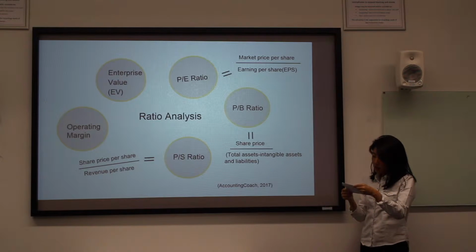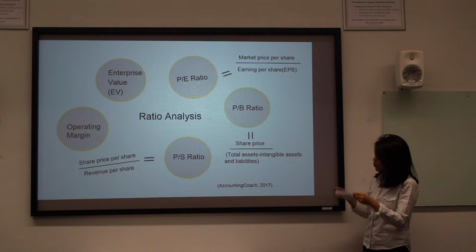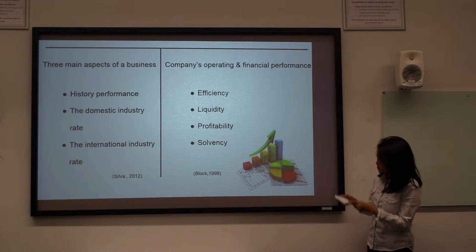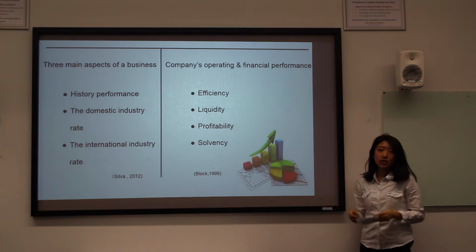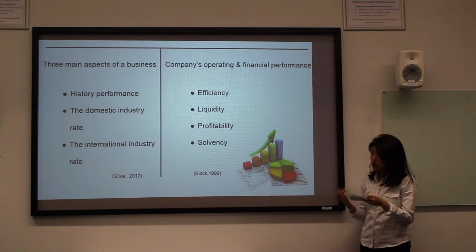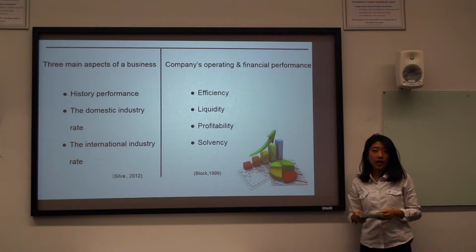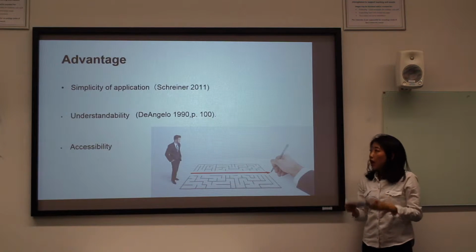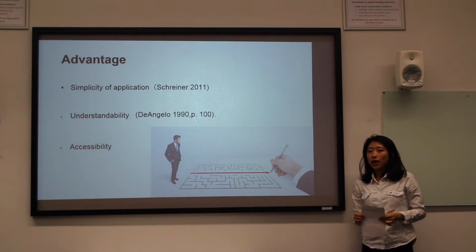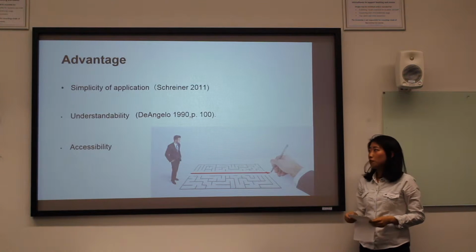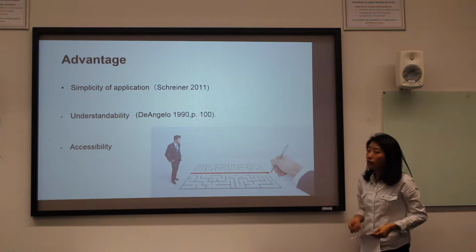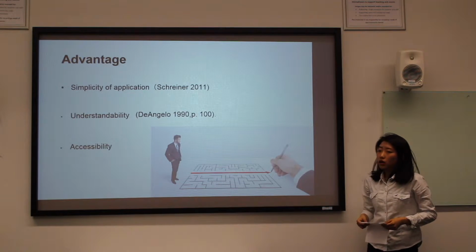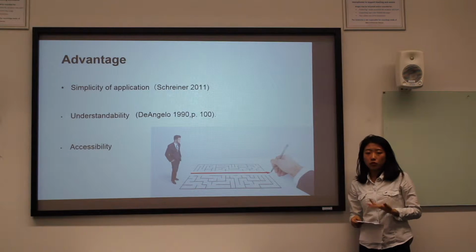These models usually compare three main aspects of business. Ratio analysis is also used to evaluate various aspects of a company's operating and financial statements. Now I will evaluate the advantages of this kind of method. The first is simplicity of application, because ratio analysis is easy and quick for investors.